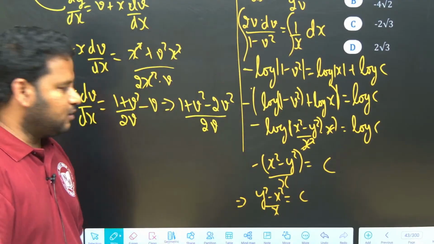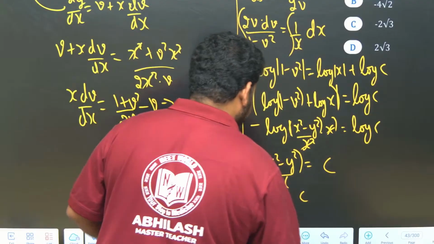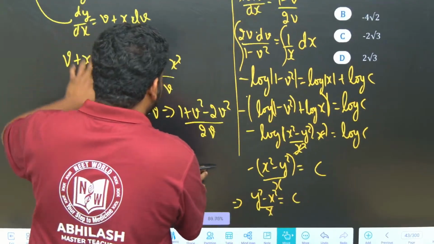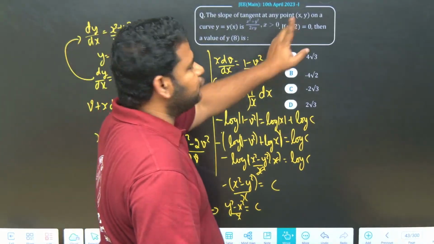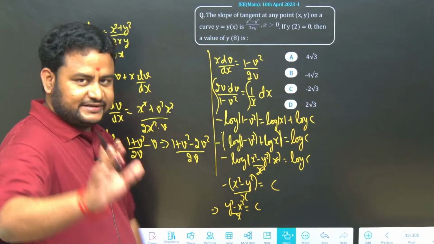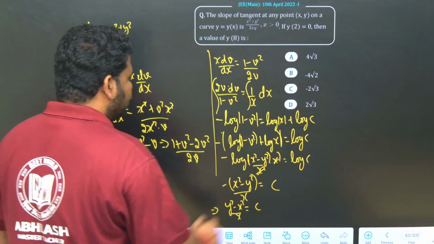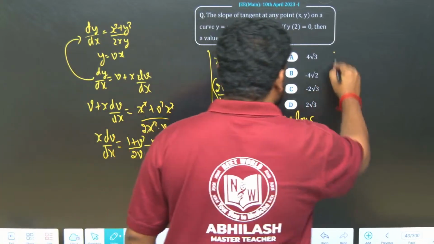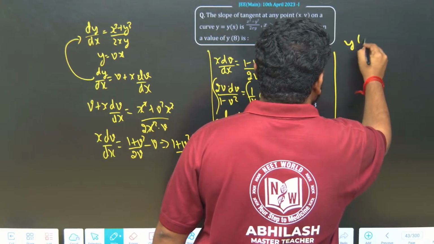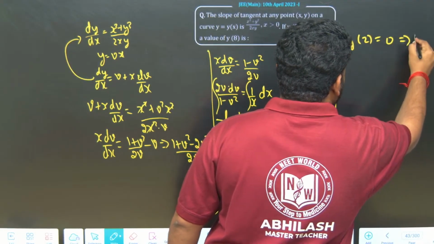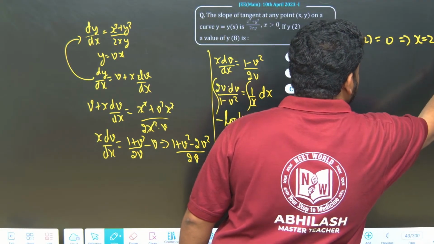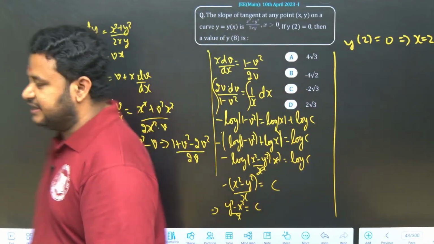Now what are they telling? They have given a condition. What is the condition they have given, friends? They have told y of 2 is equal to 0. That means when x is equal to 2, y will be equal to 0. Let us use that condition. So y of 2 is equal to 0 implies when x is equal to 2, y is equal to 0.